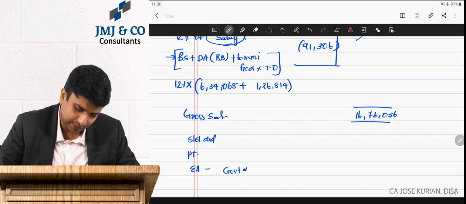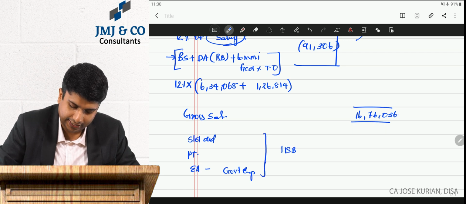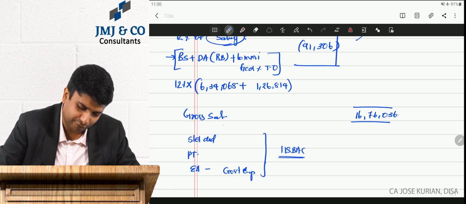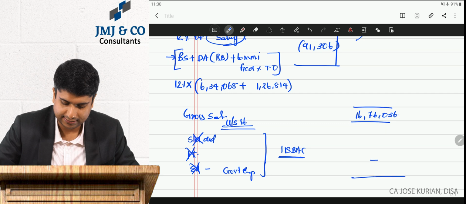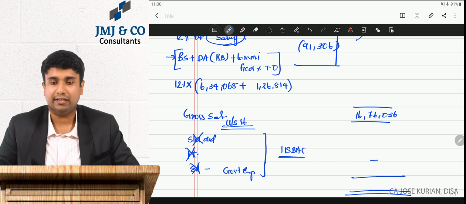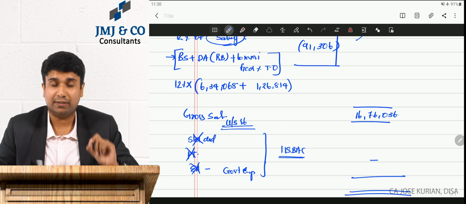Alright. And again friends, since the assessee has opted for 115BAC, he cannot claim any of these deductions mentioned under section 16. So you have to give up all three of these. So no deductions under section 16. And finally, you tell me what will be the net taxable salary.